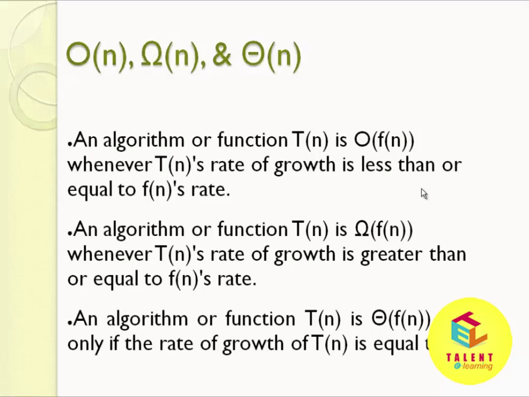Now let us see some notations: big O(n), omega(n) and theta(n). An algorithm or function T(n) is big O of F(n) whenever T(n)'s rate of growth is less than or equal to F(n)'s rate. An algorithm or function T(n) is omega of F(n) whenever T(n)'s rate of growth is greater than or equal to F(n)'s rate. An algorithm or function T(n) is theta of F(n) if and only if the rate of growth of T(n) is equal to F(n).